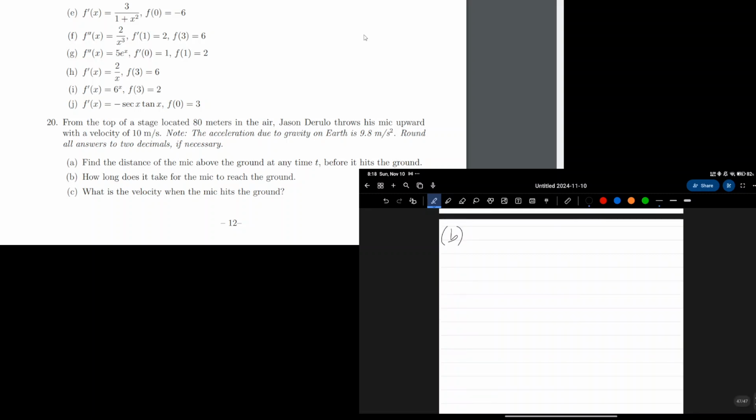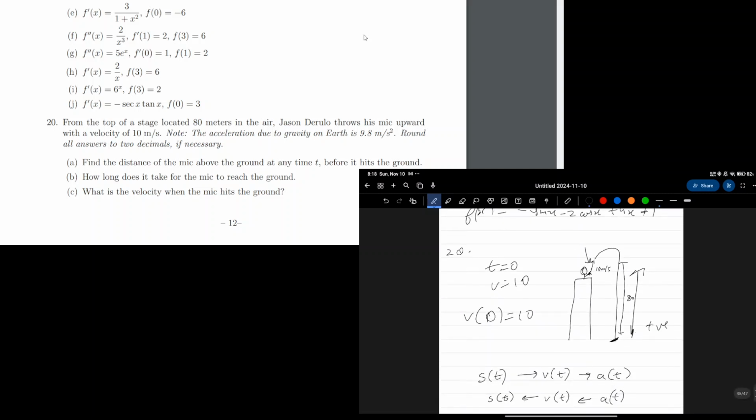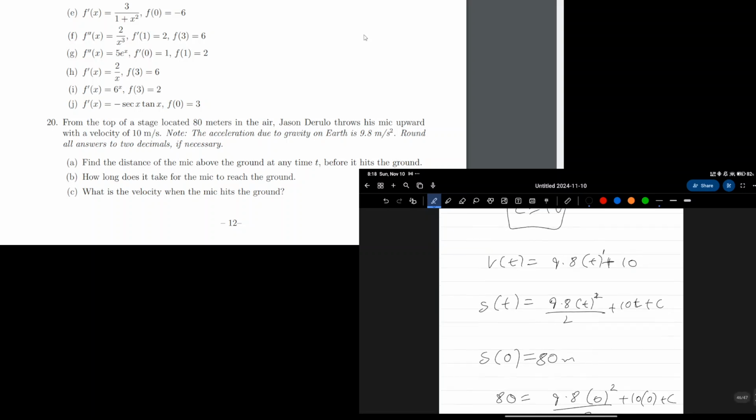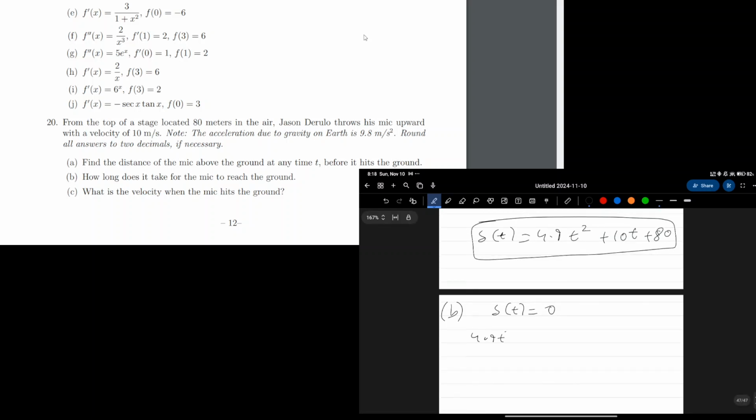Alright. How long does it take for the mic to reach the ground? What does it mean by the mic reaching the ground? This is the ground, and this is the positive direction I'm taking. So what would be the distance when it hits the ground? Position has to equal 0. So I have to find the t when my position is 0. So s of t, I know, 4.9 t squared plus 10t plus 80 equals 0.